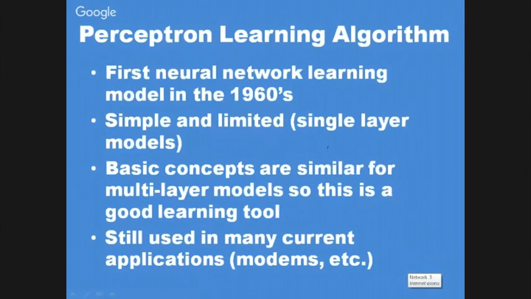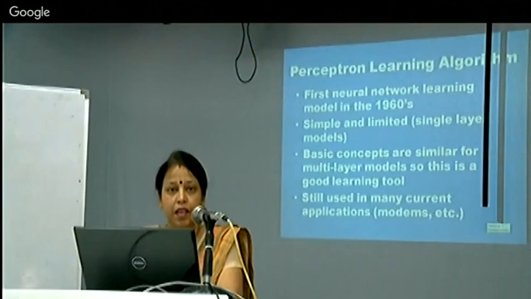Now, the Perceptron algorithm was developed in the 1960s. It was the first neural network learning model. It was simple and very limited because we used single layer models in the Perceptron algorithm, and the basic concepts are similar for the multi-layer models. That means if you know the convergence algorithm for the single layer model, then of course you can extend it to multi-layer models. And it is still very widely used in current research problems also.